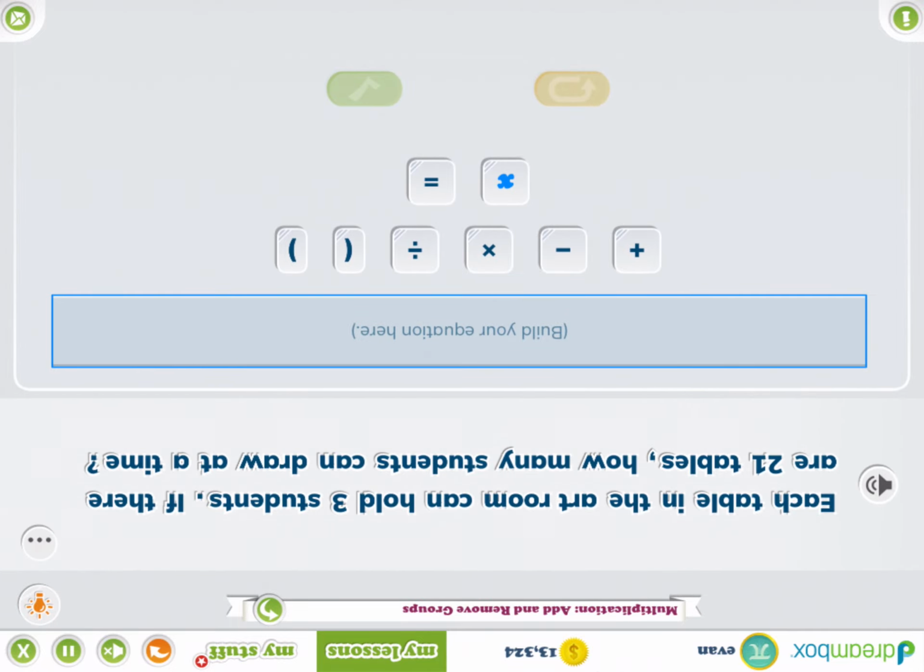Each table in the art room can hold 3 students. If there are 21 tables, how many students can draw at a time?